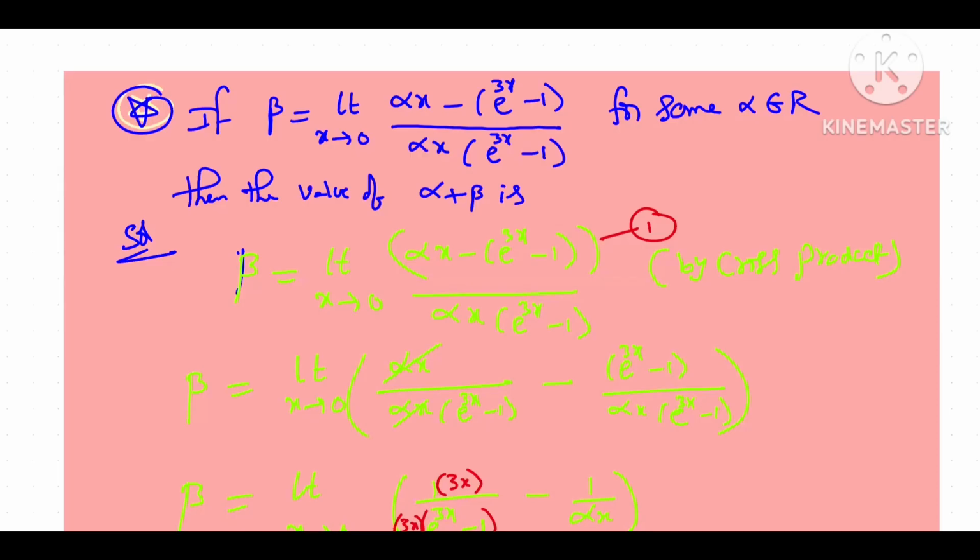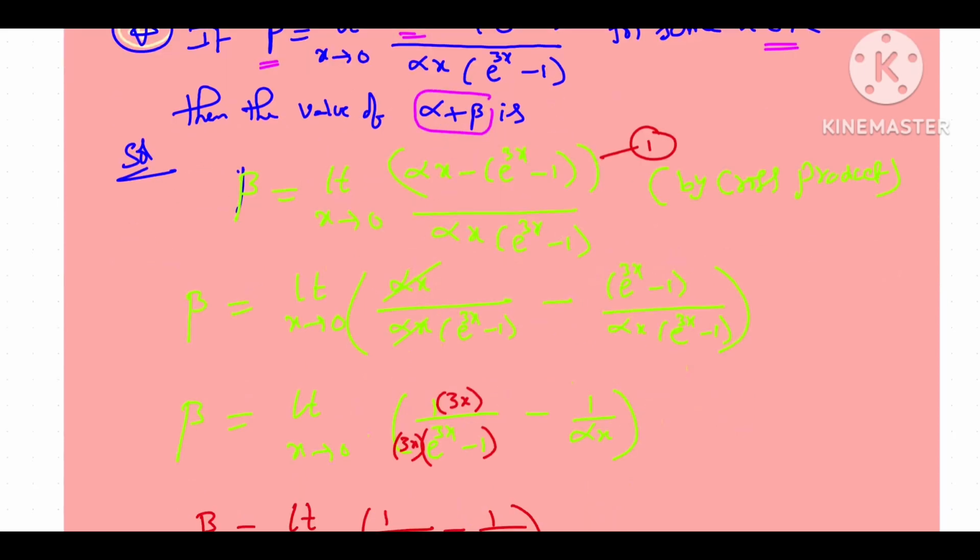Okay, let us go to the next problem. What is the given statement here? The beta value is given: limit x tends to 0 of (alpha x minus e to the power 3x minus 1) by (alpha x into e to the power 3x minus 1), for some alpha belonging to R. Then find alpha plus beta. First we have to find beta and alpha, and after that alpha plus beta is required. So this given statement is equation 1.